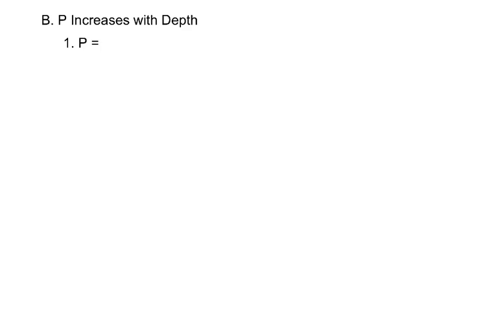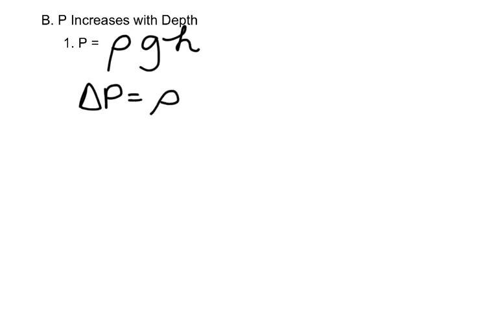Now, more about pressure. One of the things we know with pressure in fluids is that pressure increases with depth. So we have a new formula to look at, and that is the pressure is equal to the density of whatever fluid you're dealing with multiplied by the acceleration due to gravity multiplied by the depth. Another way of looking at this is your change in pressure is equal to the density of the fluid multiplied by the acceleration due to gravity multiplied by your change in height or change in depth.